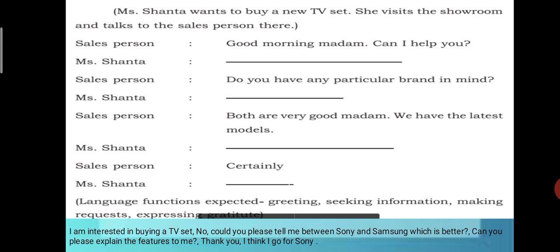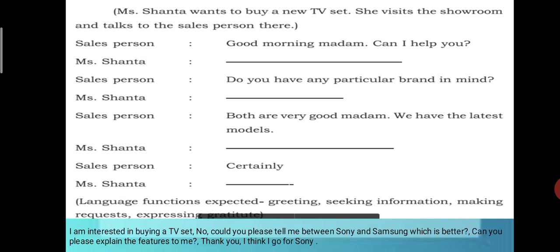Now, Miss Shanta wants to buy a new TV set. She visits the showroom and talks to the salesperson there. It's a different situation altogether. You should keep in mind the situation that they have asked for. Here, Miss Shanta goes to the TV shop. She needs to buy a TV set. That's why there is a conversation between the salesman and Miss Shanta.